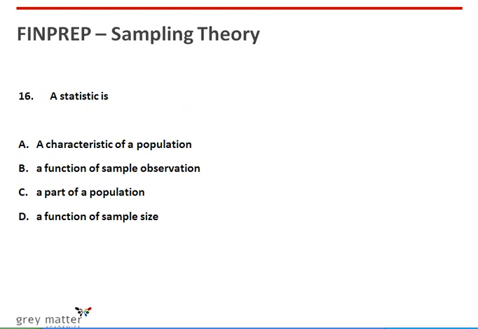16th problem, a statistic is, out of the four options, a function of sample observation, which is given as B option, which says a function of sample observation, and this is the definition of a statistic. B option is the appropriate one, that is a function of sample observation.